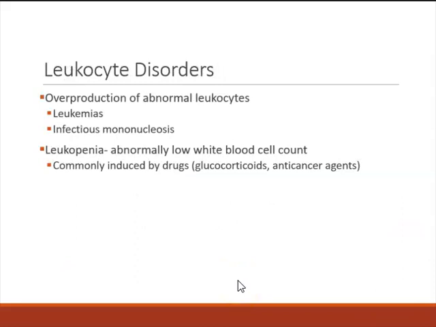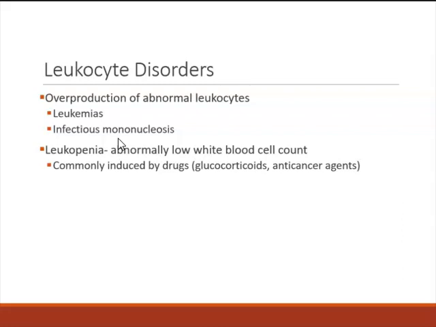We can see that they're using certain drugs to kind of enhance their performance. Leukocyte disorders, if we have an overproduction of abnormal leukocytes, we have our leukemias. We also have the kissing disease, infectious mononucleosis. Infectious mononucleosis is a disease spread by the Epstein-Barr virus. This is also known as mono. Mono affects younger people, especially those going to high school. And it's very contagious. It's known as the kissing disease. So guys, watch who you kiss.